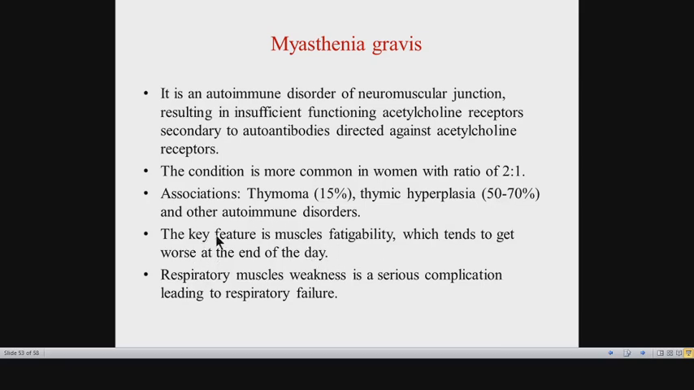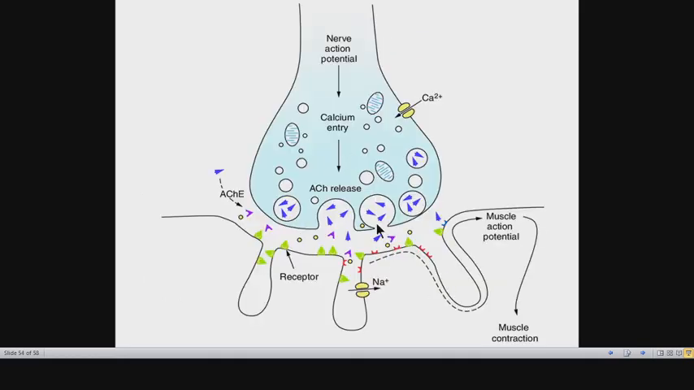Because during the day, with continuous and repetitive use of muscles, this will lead to consumption of acetylcholine receptors. And while you are doing activities during the day, the acetylcholine released will act on the available acetylcholine receptors. Already there are insufficient acetylcholine receptors. At the start of the day, while you are moving and walking around, acetylcholine will activate the available acetylcholine receptors. But as time passes, when we reach the end of the day, there will not be enough acetylcholine receptors.